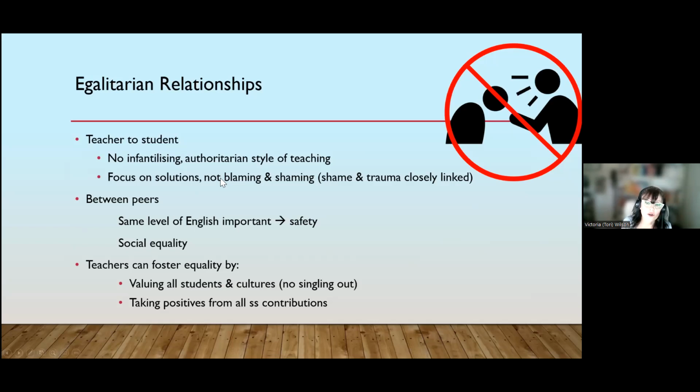The students also told me that equality between peers was important. Having the same level of English made them feel safe. Feeling socially equal made them feel safe. And teachers were able to foster this equality by valuing all students and their cultures, not singling them out, and taking something positive from all student contributions.